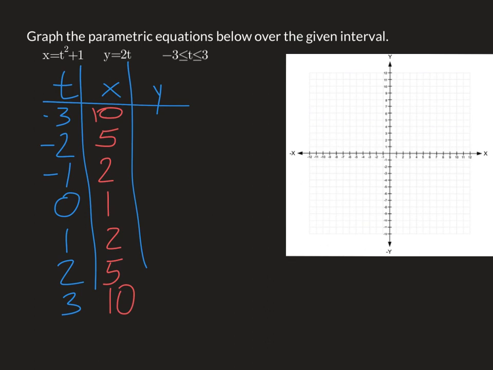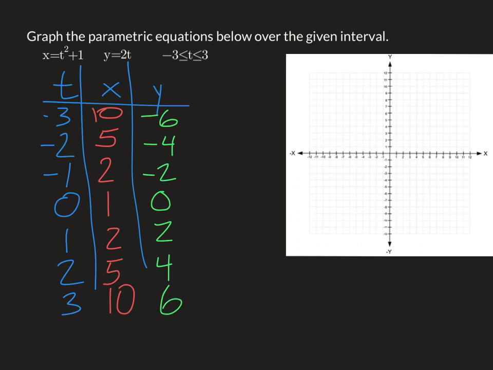Okay, now let's do the y values. Each of these just get taken times 2, since it's just 2 times t. So -3 times 2, -2 times 2, -1 times 2, 0 times 2, 1 times 2, 2 times 2, and 3 times 2.